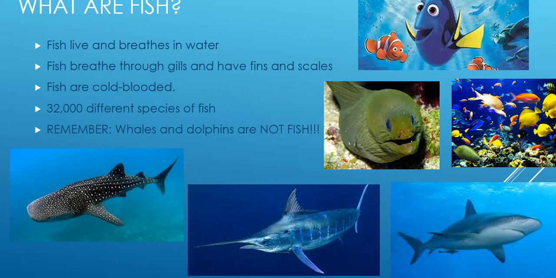What are fish? So fish live and breathe in water. Fish breathe through gills and have fins and scales. That's very important to know that fish breathe through gills and have fins and scales. Fish are cold-blooded. There are 32,000 different species of fish.